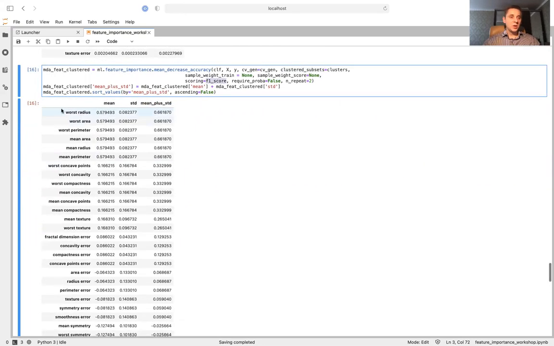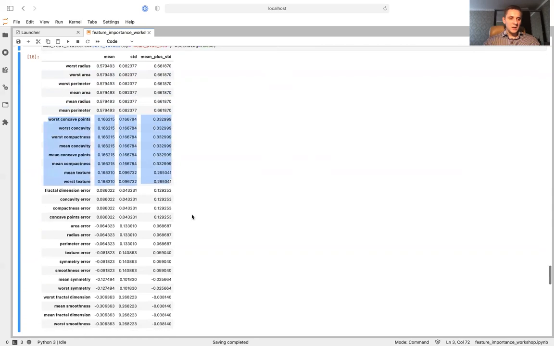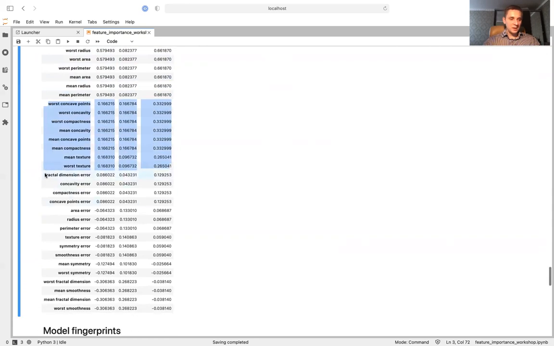So now what you can also see is that worst radius and shape related features are extremely important. Just take a look at the significance of this cluster. It is very big. With an average F1 score of 0.9, the cluster importance with mean plus STD is 0.6. So it is extremely important. Also, concavity related features are important for us. And what we can see is that fractal dimension, concavity error, compactness error, and concave points error are informative features.